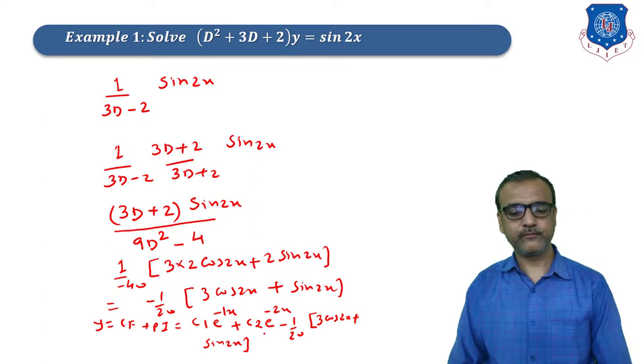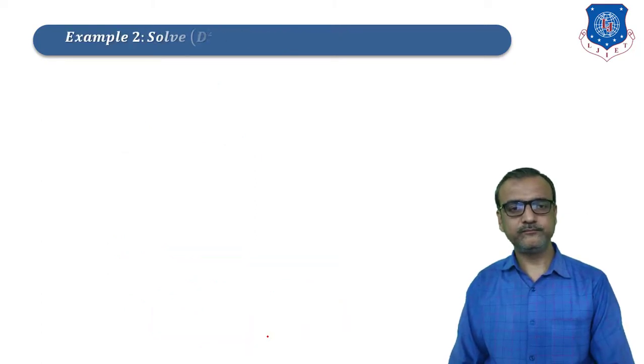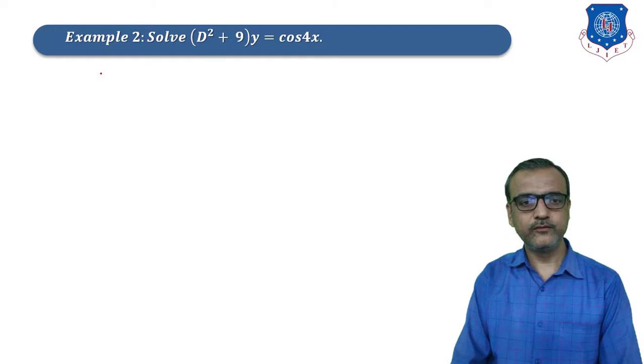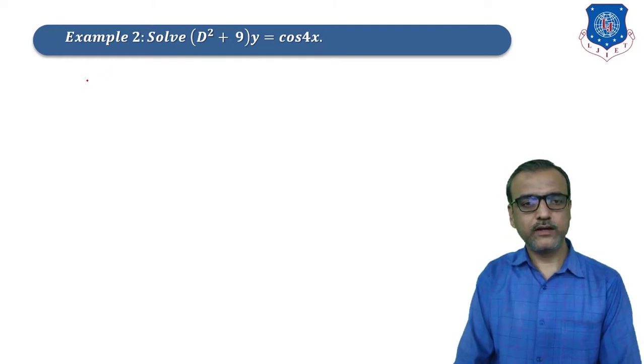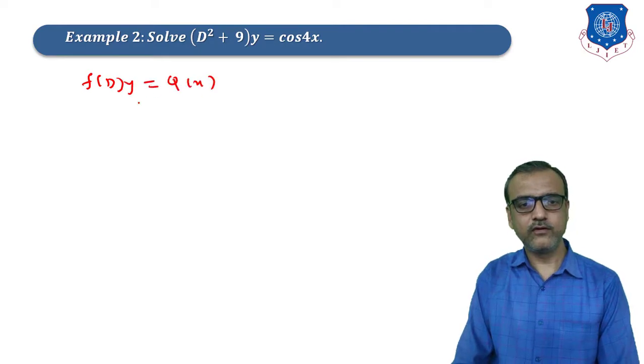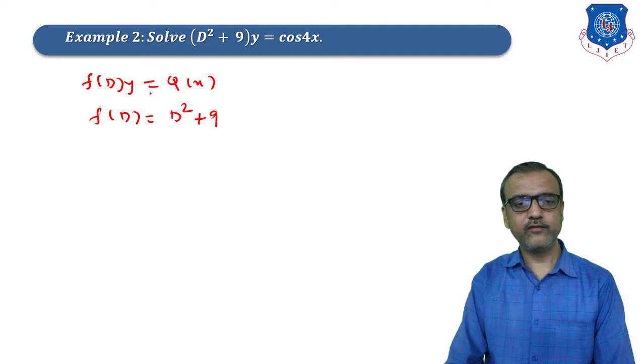Now we will see the second example. Example number 2. Here the given problem is of the form f of D y equals Q of x. F of D is D square plus 9. If you compare f of D y equals Qx with the given equation, that is D square plus 9 y equals cos 4x, you will get f of D equals D square plus 9 and Q of x equals cosine of 4x.